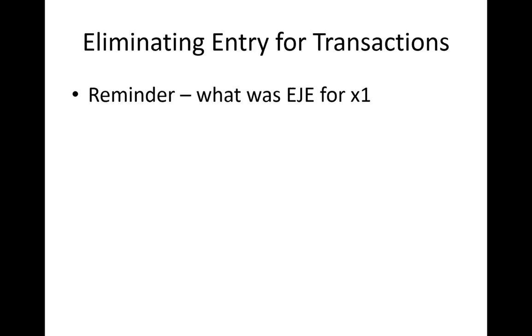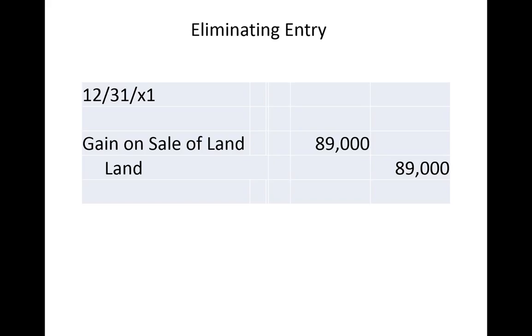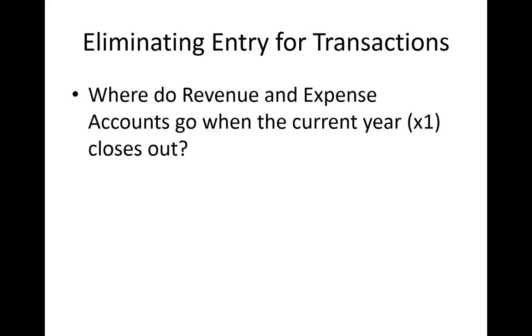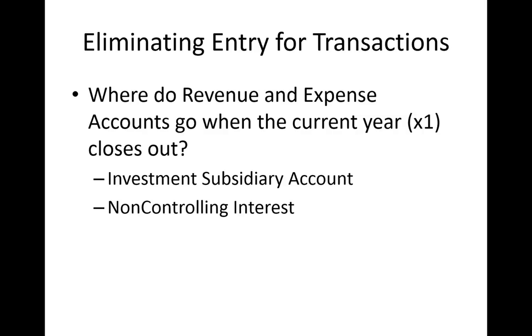So, what did we do in X1? This is the entry we made in the first year. Debit gain on sale, credit land, to eliminate that and bring the land to its correct value. Well, where do revenue and expense accounts go after they close out? They go to the investment sub account, and if the transaction is upstream, it will also be allocated out to the NCI.